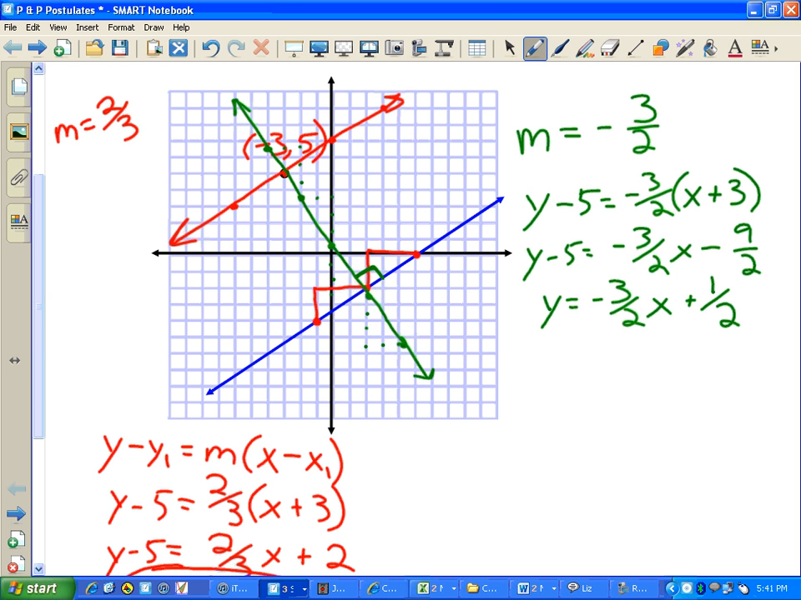I made sure that they're perpendicular slopes, perpendicular to the blue line. Let me get rid of those red things. I've got that right angle there. The perpendicular postulate tells me this is the only line that's going to do that, the only line that's going to go through this point and be perpendicular to the blue line.